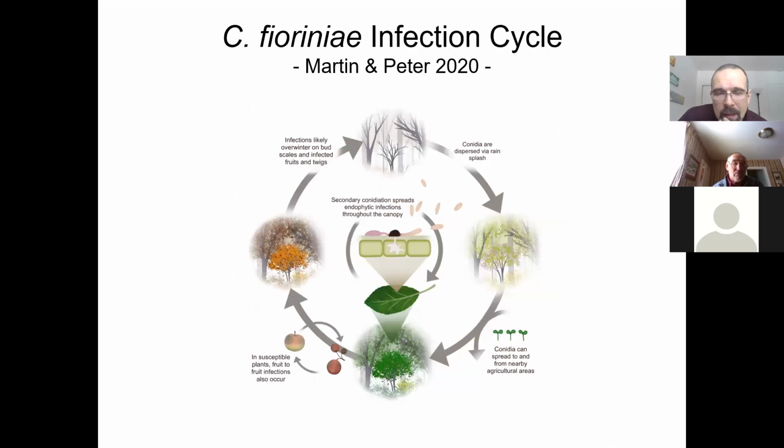So why does it also matter for you growers? Why does it matter to know the species? So this is a general life cycle of Colletotrichum fioriniae. This is the cycle that we renamed the infection cycle, which shows you that the main infection sources can be forests and weeds in the orchards.